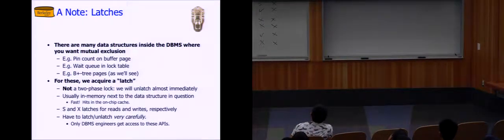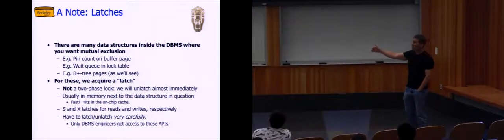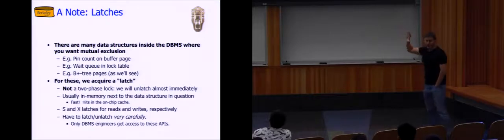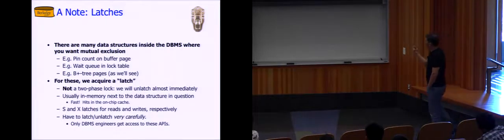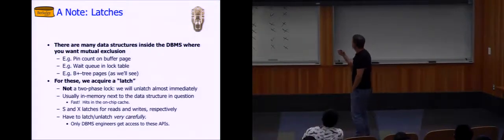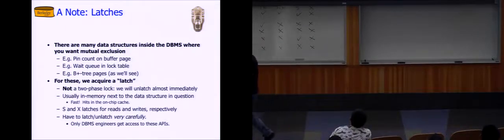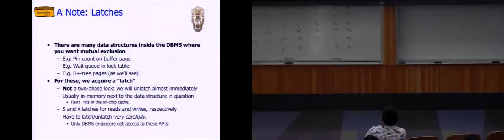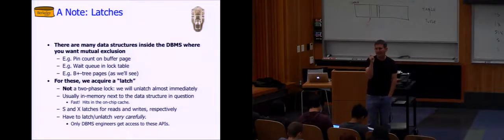It is not a two-phase lock because we're not going to hold it till the end of transaction. Okay? And we're also not going to store it in the lock table. It's usually going to be in memory right next to the data structure. It's like a semaphore if you took operating systems class. So right next to that pin count in the buffer pool page, well, actually, the pin count itself in the buffer pool page is the thing that's the latch. And we're going to do a little test and set on that pin count to atomically increment it.